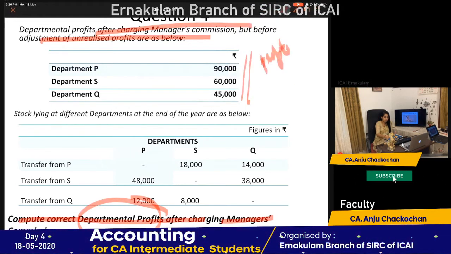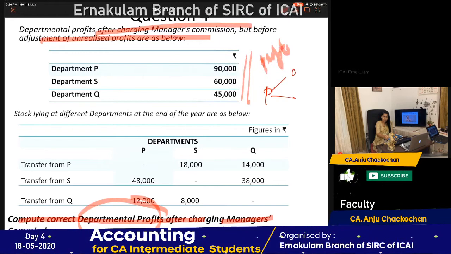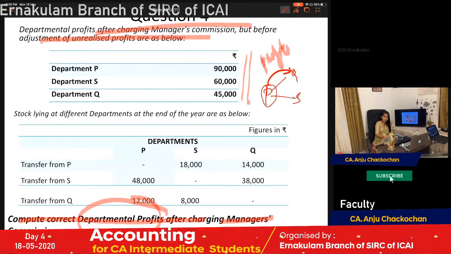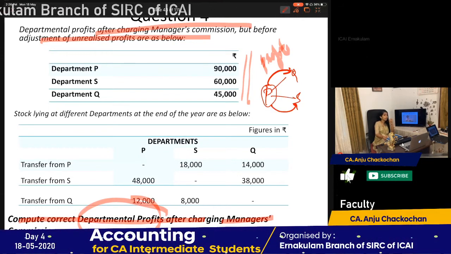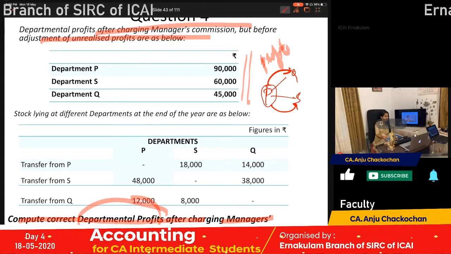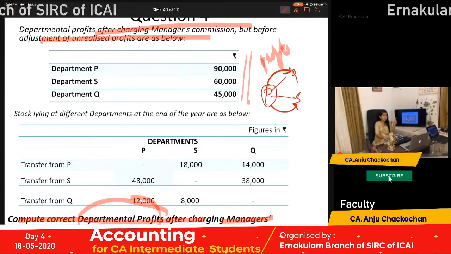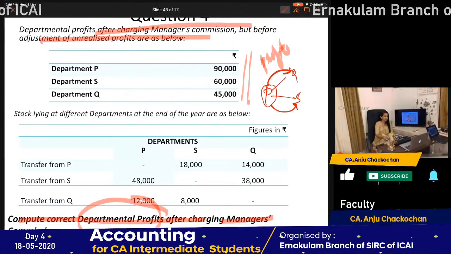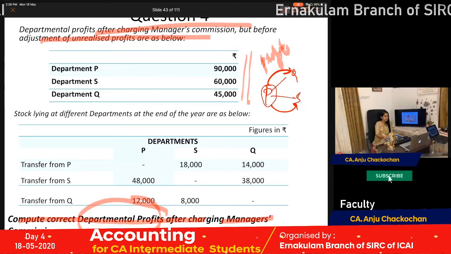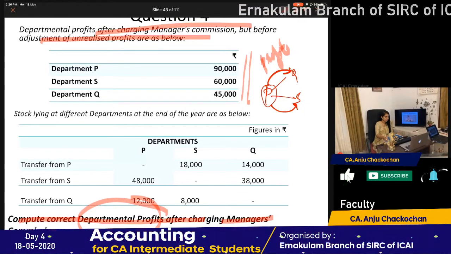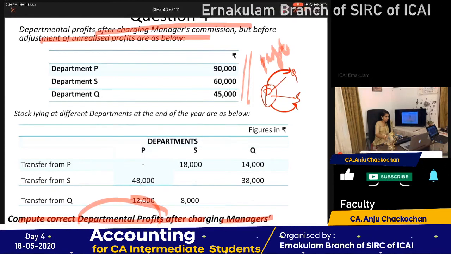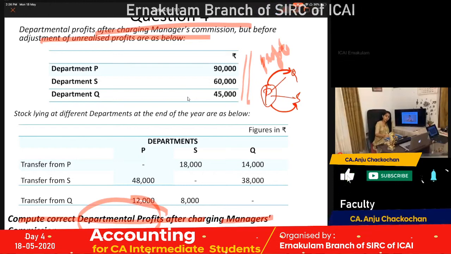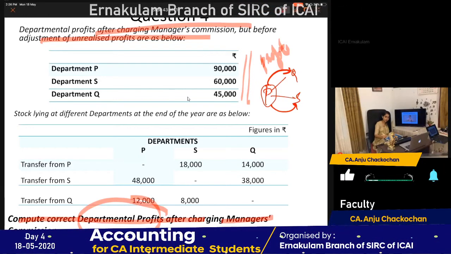Department P has sold goods to Q and S. Now you tell me, when department P transfers goods to department Q and S, which department will have the unrealized profit? Everyone, I want everyone to answer. Yes, Thomas, department P. Devika has said department P. Yes, George, Bhagan, Anandu, Ria, good, fine. As you all said, department P will have the unrealized profit amount.